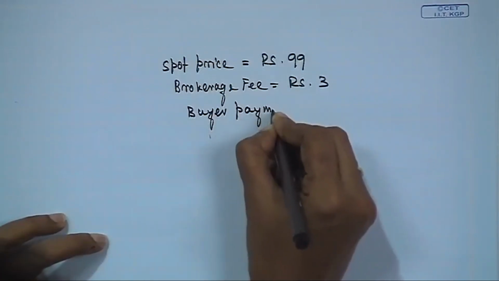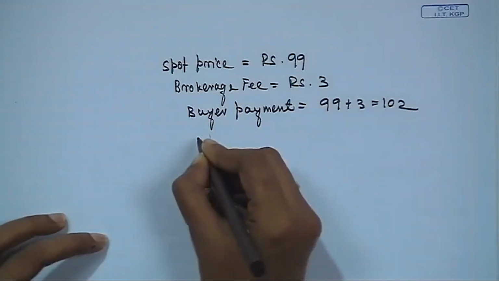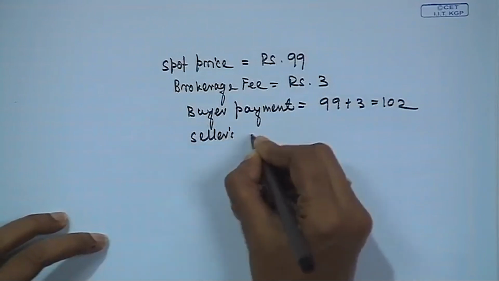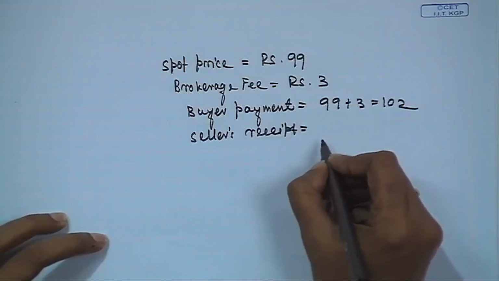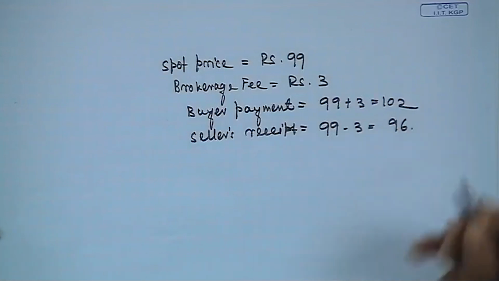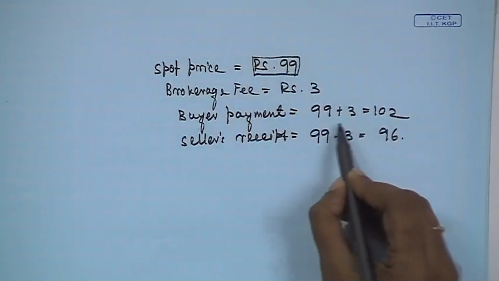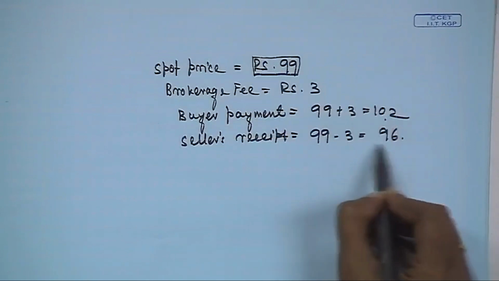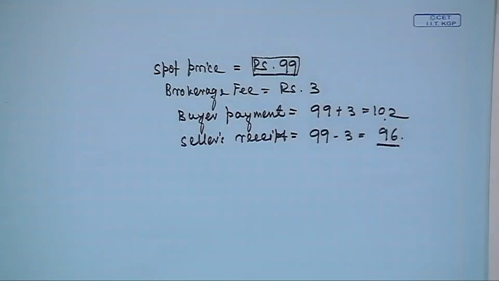So the buyer's payment is going to be 99 plus 3, so 102, and the seller's receipt is going to be: the seller will receive 99 but simultaneously pay 3 rupees, so 99 minus 3 is 96 rupees. So in this simple example, the price is 99, but the buyer is going to be paying 102 and the seller is going to be receiving 96. So this is also one reason why you will have a range of theoretical forward prices, not a single forward price.